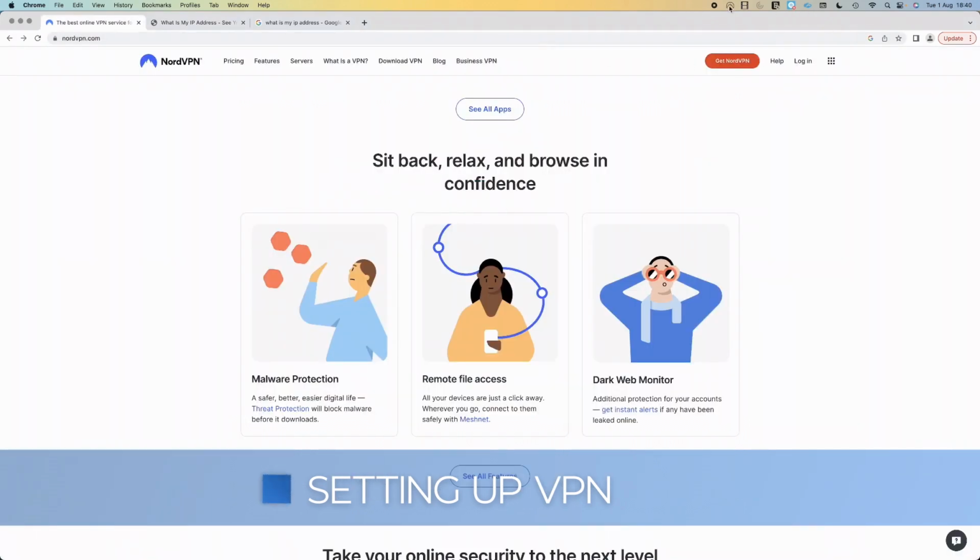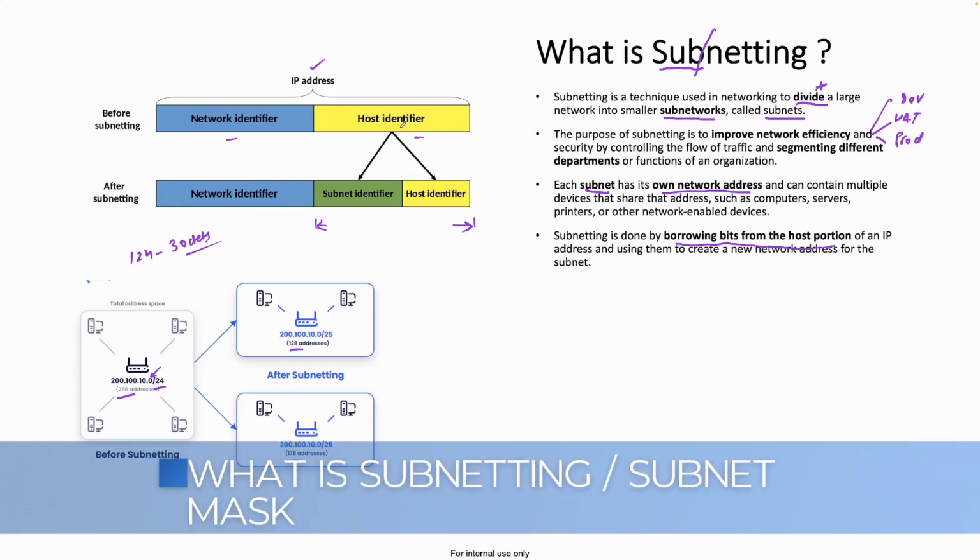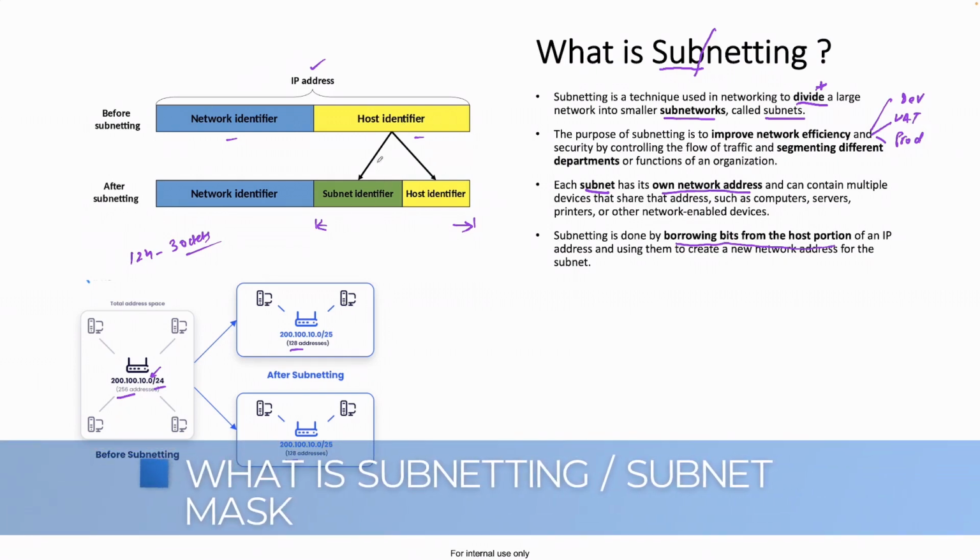So what we'll do is portion. Now when you borrow the bits from the host portion, you are actually dividing that and you are creating it as a subnet identifier and the host identifier, right? So here it was only a host identifier, but you create a subnet identifier and a host identifier.